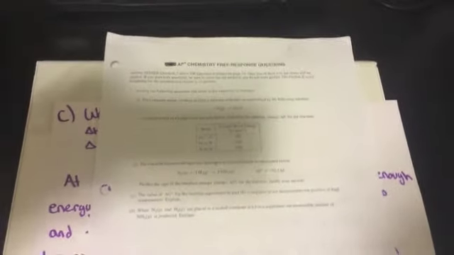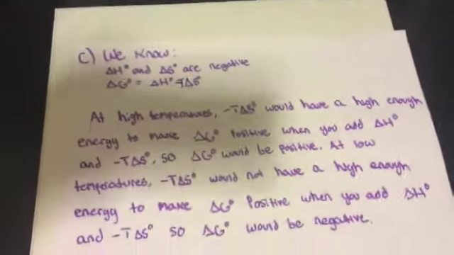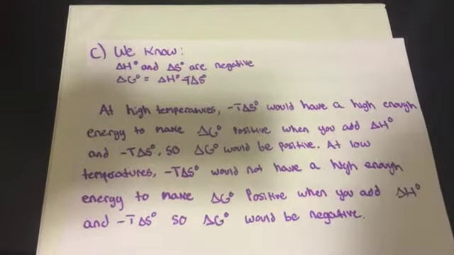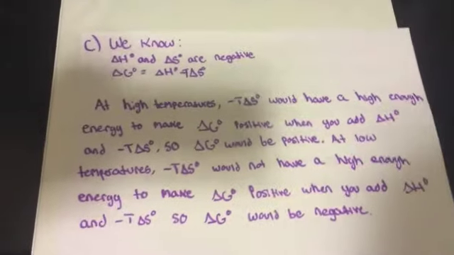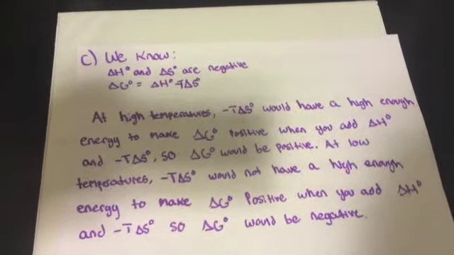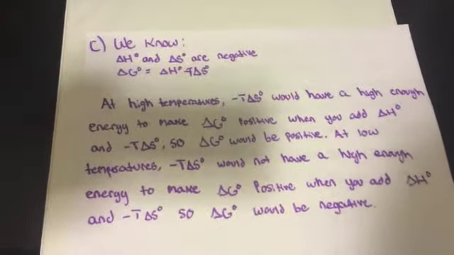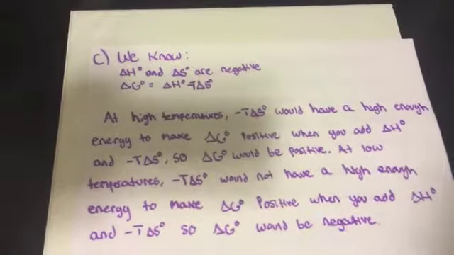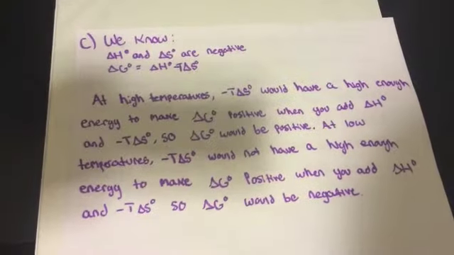For C, the value of delta G for the reaction represented in part B is negative at low temperatures but positive at high temperatures. We need to explain why. So, we know that delta H and delta S are negative, and delta G is equal to delta H minus T delta S. At high temperatures, negative T delta S would have a high enough energy to make delta G positive when you add delta H and negative delta S. So delta G would be positive.